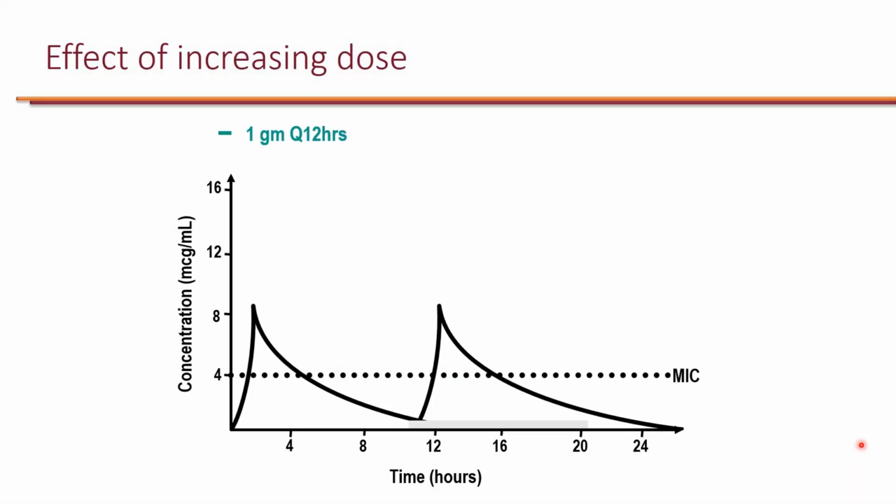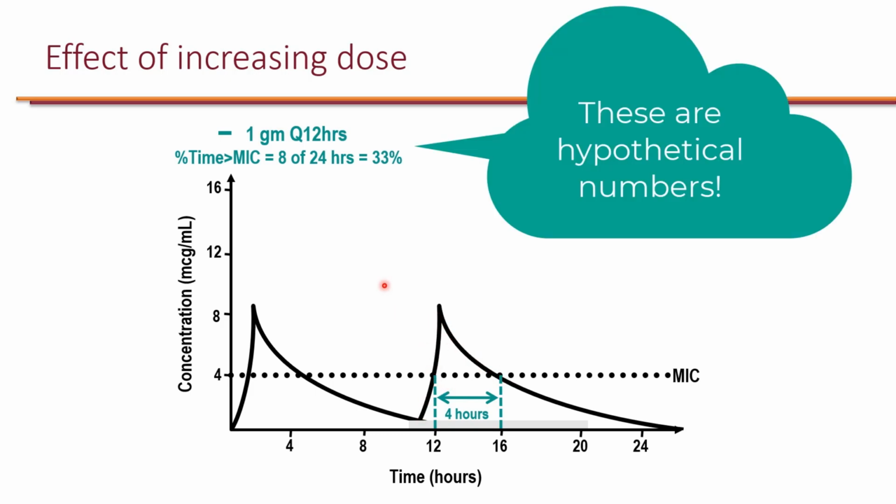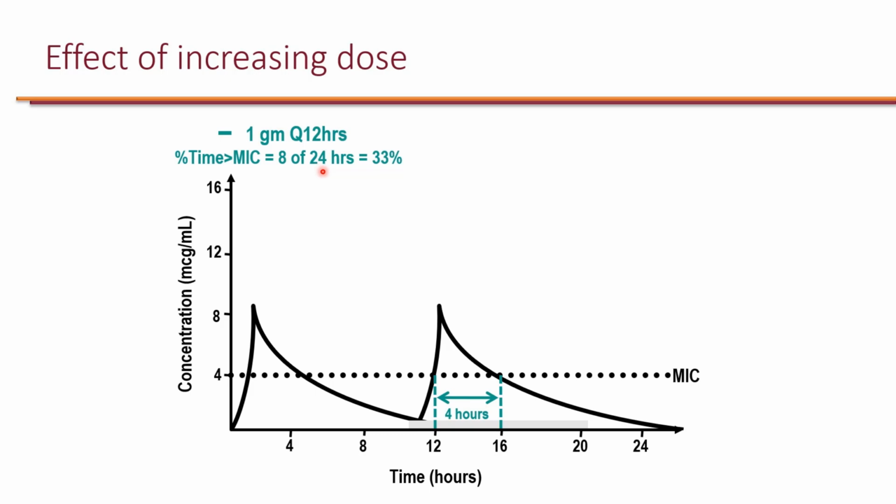Now let's take a look at pharmacodynamics of beta-lactams. Let's use cefepime as an example. So let's say you're infusing cefepime 1 gram every 12 hours. So you give this twice a day. Every time we give a dose, the amount of time that the concentration goes above MIC is about 4 hours. So overall, over a 24-hour period, you have 4 hours here and 4 hours here. So overall, you have 8 hours out of 24. So the time above MIC for 1 gram Q12 hours of cefepime is about 33%.